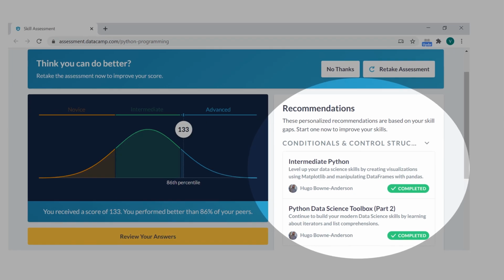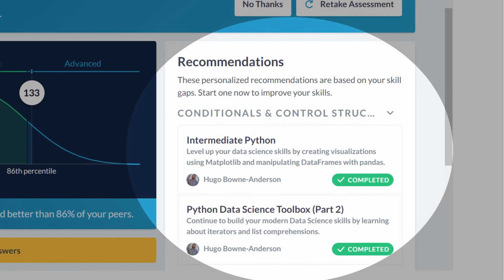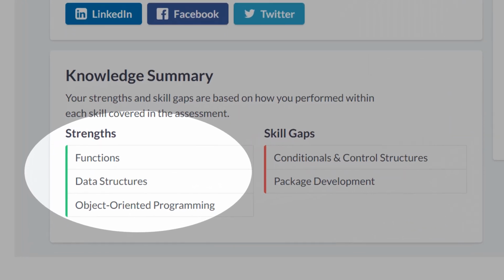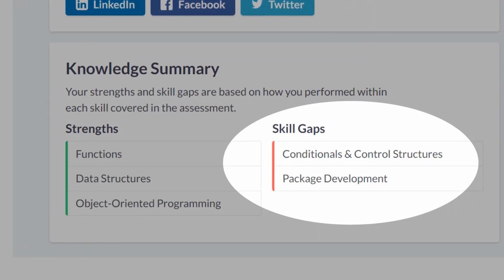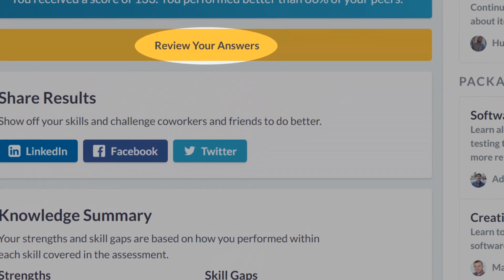On this side of the window, DataCamp makes some recommendations based on your score. That means DataCamp suggests you take some courses or retake some courses to improve your score. Below here, DataCamp maps your strengths and skill gaps. Therefore, you know what you have to study more. Let's click here to review the answers.